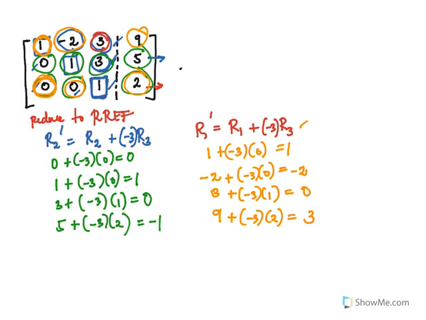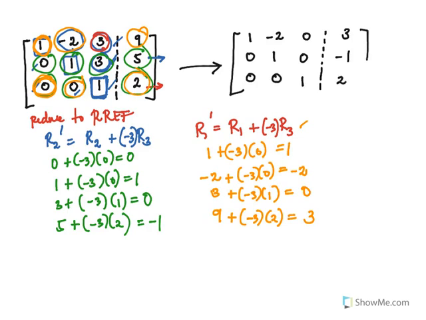So, this one becomes, now, after applying the two row operations, you will now have, so modified nito, row 1 and row 2, no? So, this one is 1, negative 2, 0, then 3, then row 2 natin is 0, 1, 0, negative 1. Yung row 3 natin yung hindi nababago dito. Okay? 2. Yan.